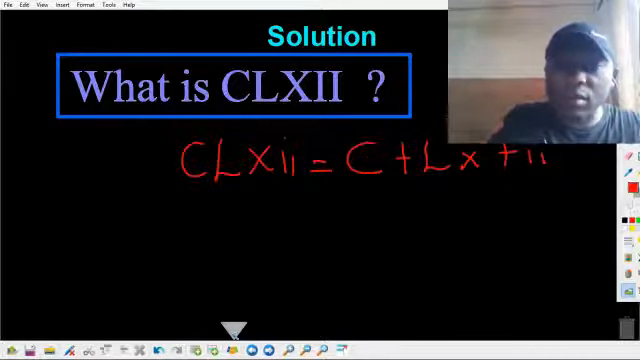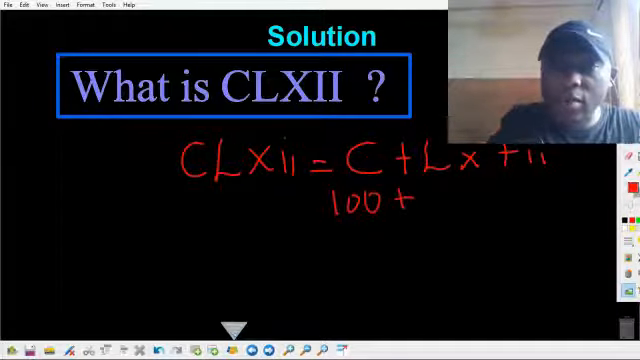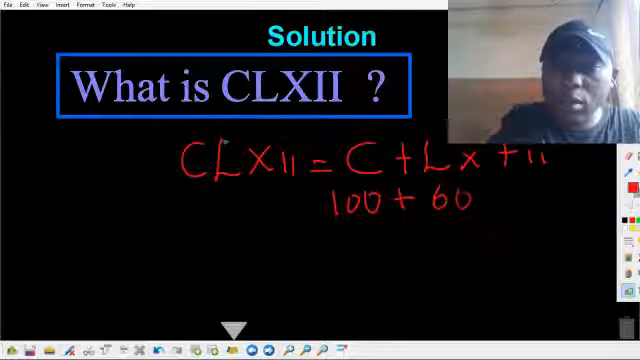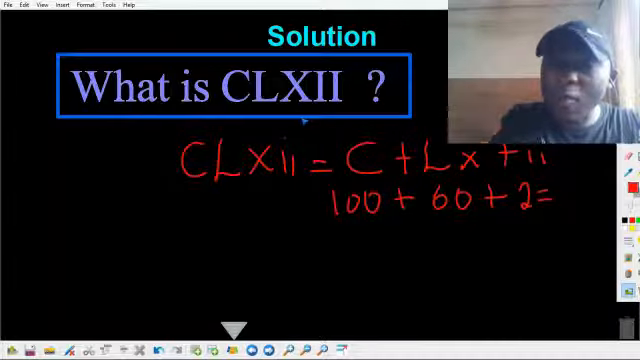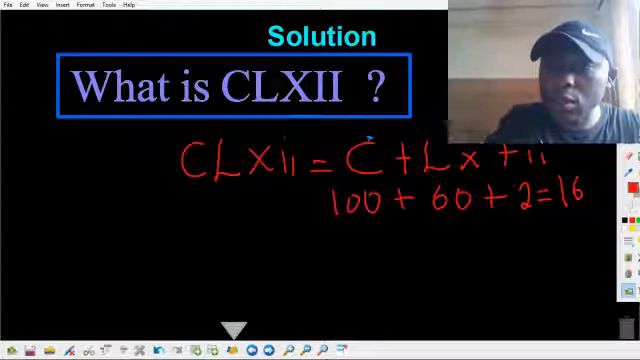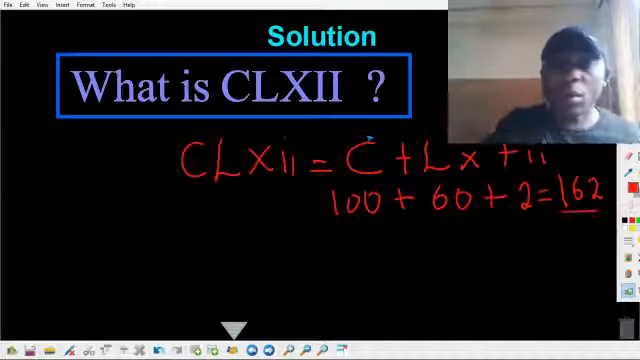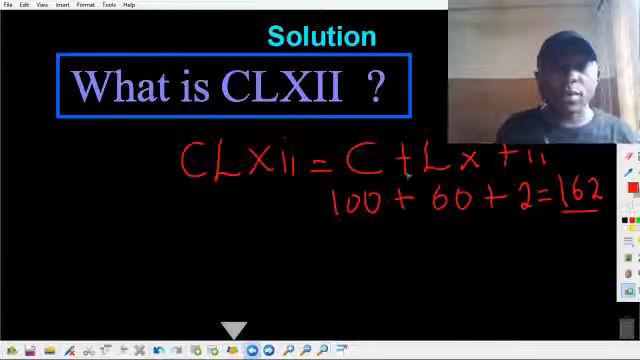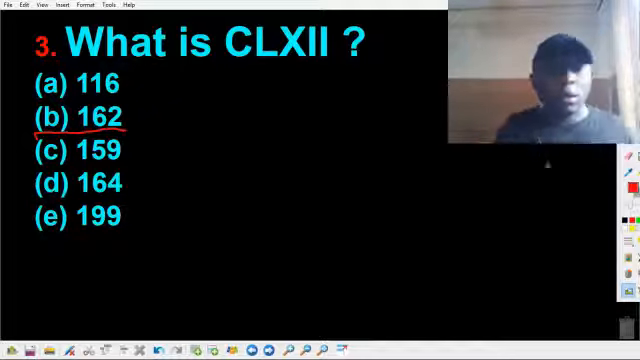Now it's been written in expanded form. Now let's break this down. C means 100, plus LX is equal to 60, plus II means 2. Now we are going to write the numbers this time in short form. So we have it as 162. Now let's look at the options. 162. Our answer is option B.